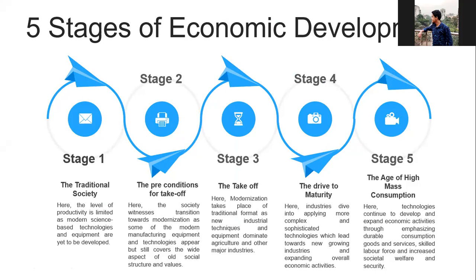Stage 3 is considered as the takeoff. Here, the modernization takes place of traditional format as new industrial techniques and equipment dominate agriculture and other major industries. The stage 4 is about the drive to maturity, which explains that industries dive into applying more complex and sophisticated technologies which lead towards new growing industries and expanding overall economic activities.